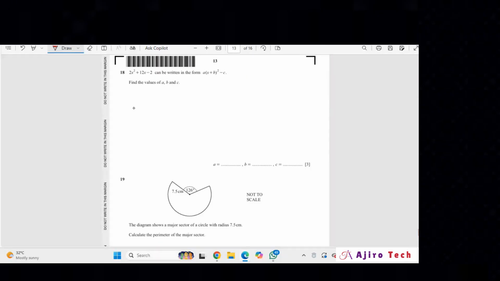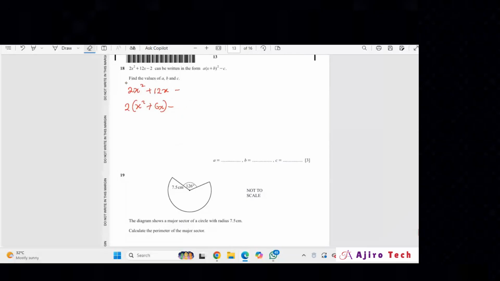So let's see the next question here. We have to write 2s squared plus 12s minus 5. What we need to do here is very simple. If we simplify, 2 brackets s squared plus 6s minus 5. Is it minus 5 or minus 2? Minus 2, sorry. So there is minus 2 here.